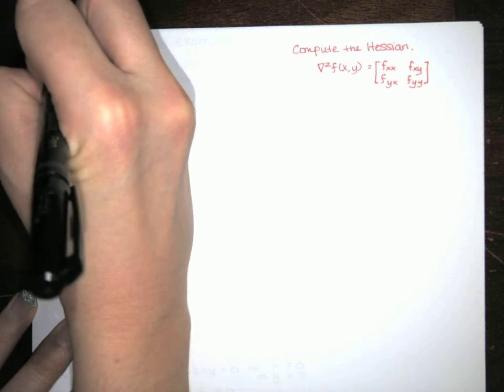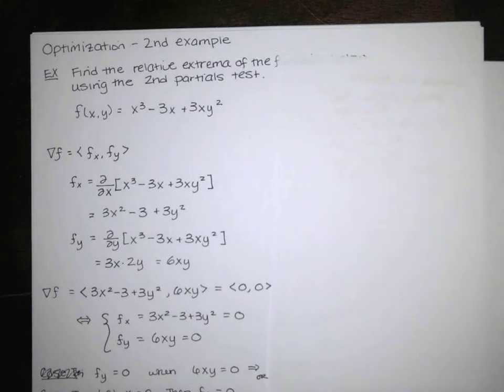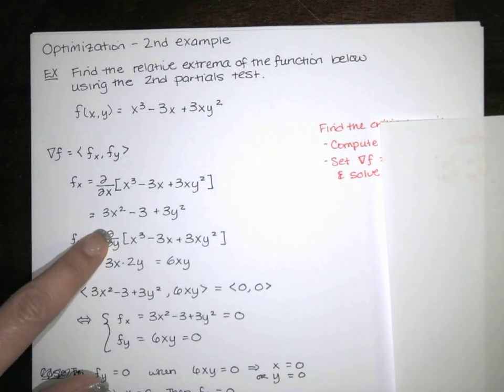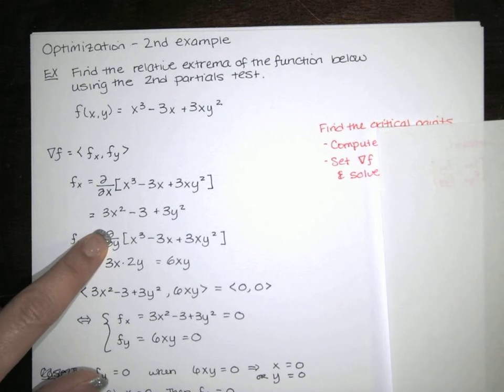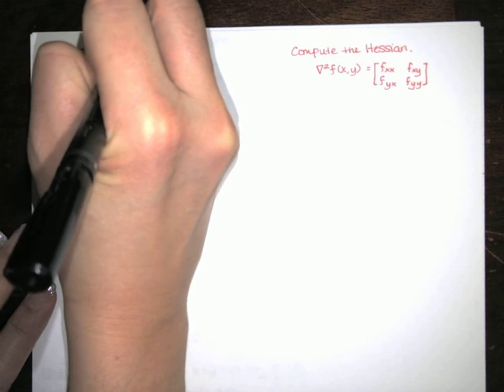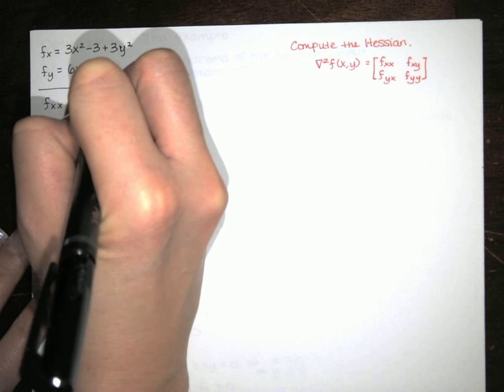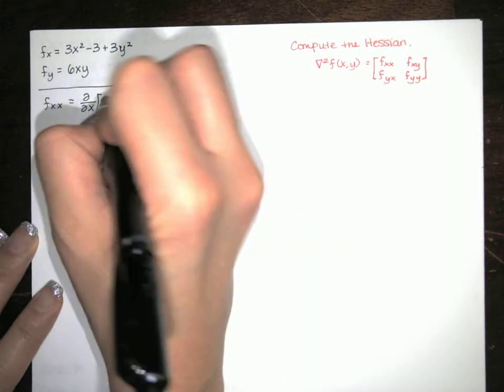But what we need are the second partials. So first we'll write down the first partials. Partial with respect to y was 6xy. It was so short that it was easy for me to remember. Partial with respect to x is right here, 3x squared minus 3 plus 3y squared. Okay, so now I'm taking second partials. So you take the partial with respect to x, and you take its partial derivative with respect to x.